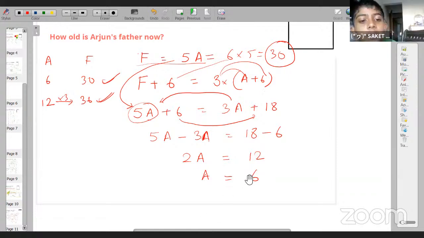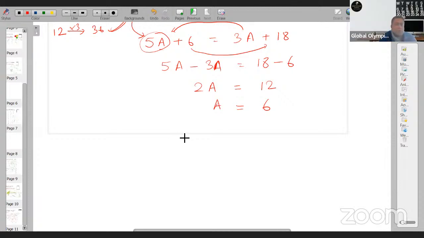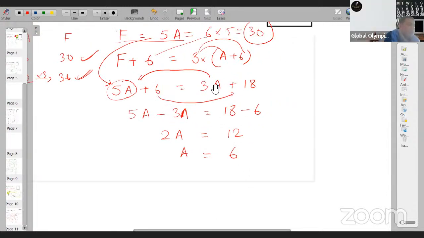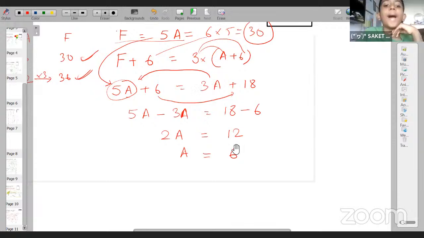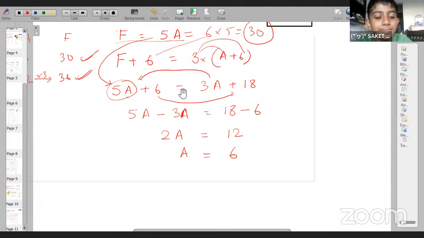Yeah, 3A plus 18. So then 5A. So wait, okay. Wait 1 second. Now, why were we putting that plus 6 and then putting it on the other side? So it becomes minus 6. Why are we putting minus 3A? Okay, I'll make it 2A equals 12. So this one comes on this side, so it will become minus. Yes, I understand. Yeah, minus. I didn't see that minus. Okay, correct.